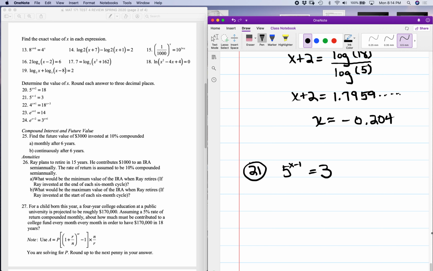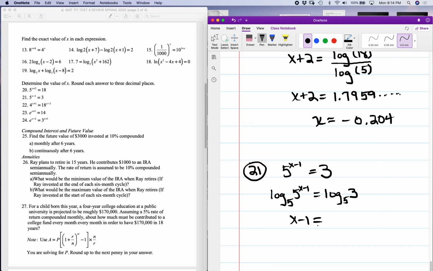For number 21, we have the reappearance of the exponential base 5, and this time we have 5 to the x minus 1 is equal to 3. And again, I can free up x minus 1 by eliminating the exponential base 5 by taking the base 5 logarithm of both sides. So on the left-hand side, we have x minus 1.